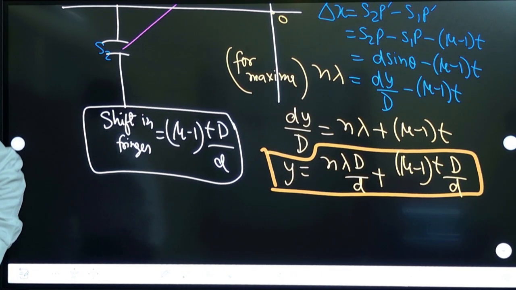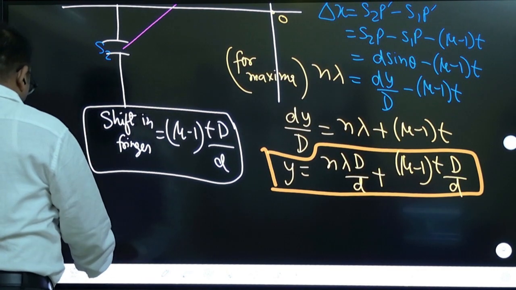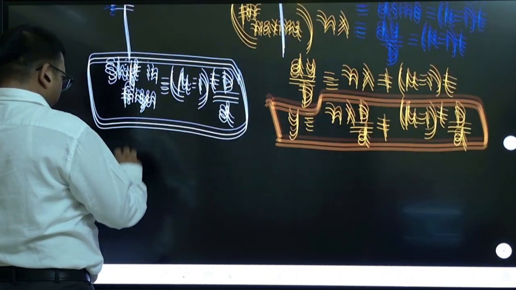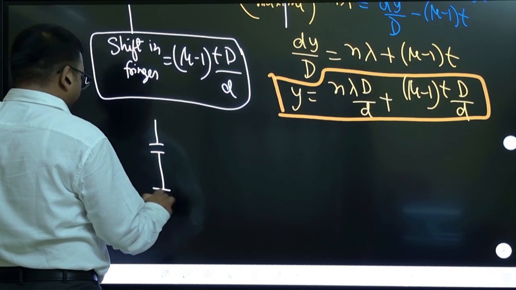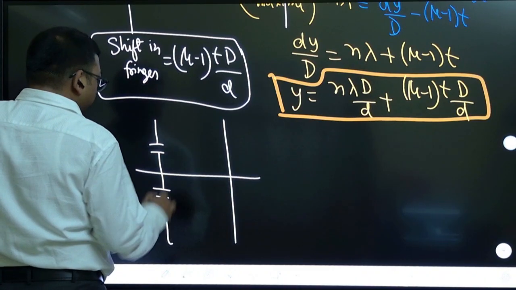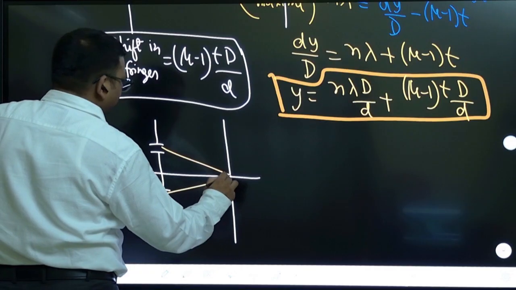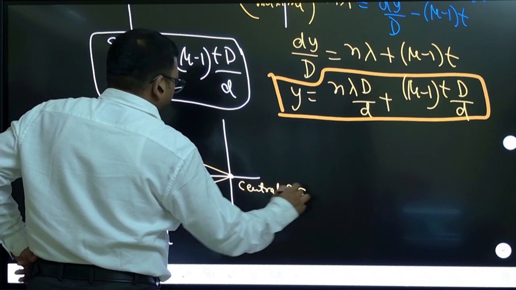Right, that's what it is. So the most important thing is that, for example here, try to note that suppose we have two slits like this and this is vacuum. Let us consider that maxima is happening here, the central bright fringe. This is the central bright fringe previously.